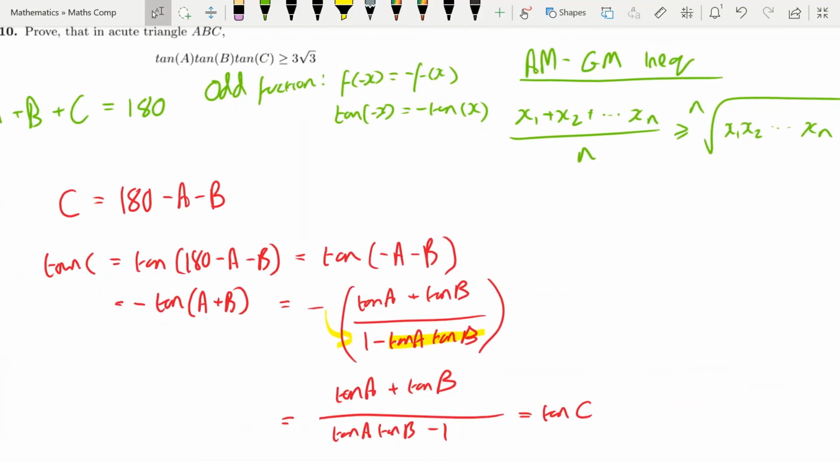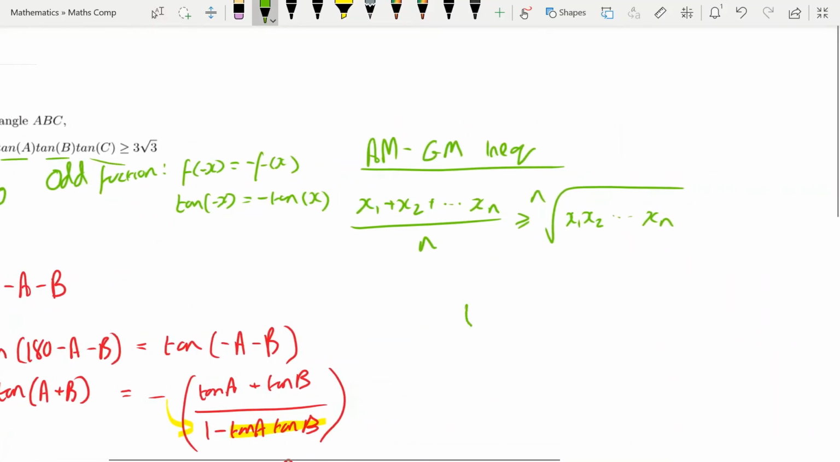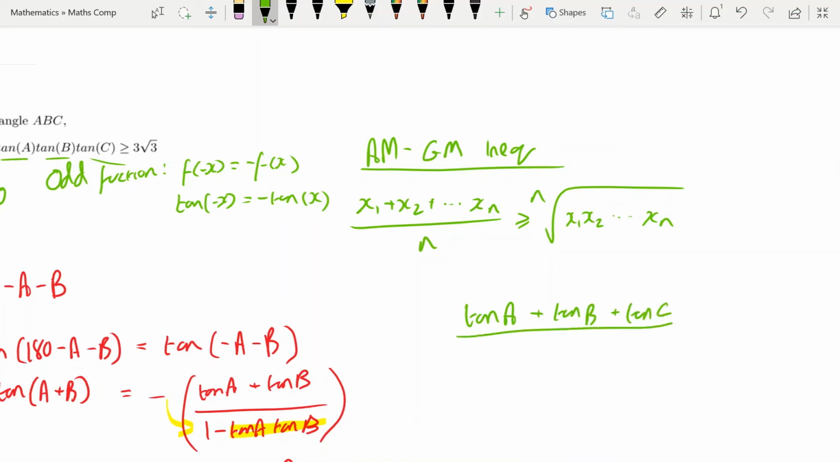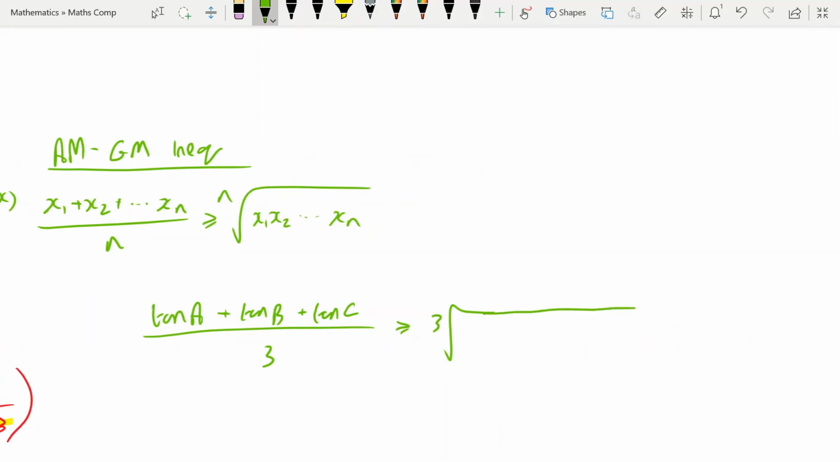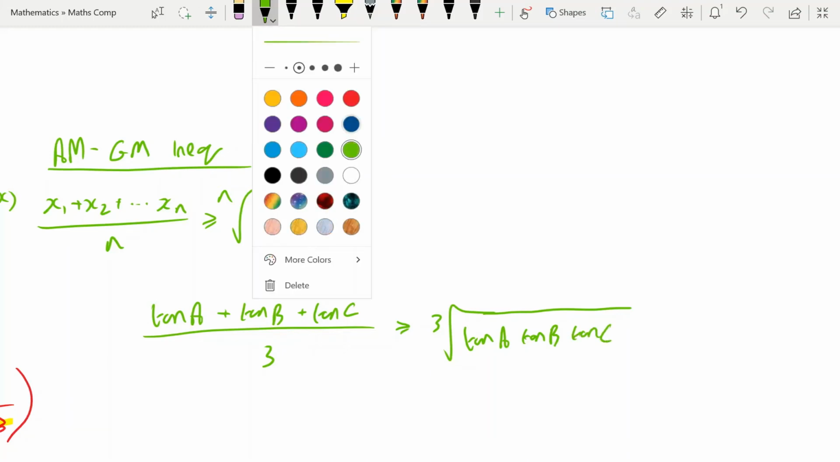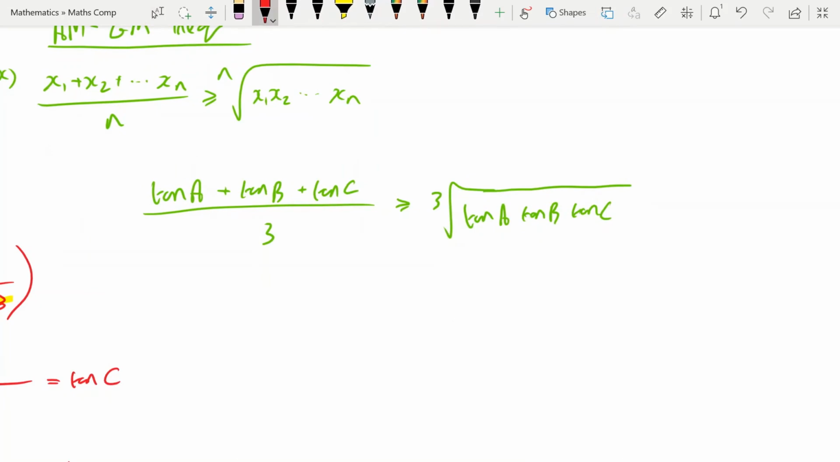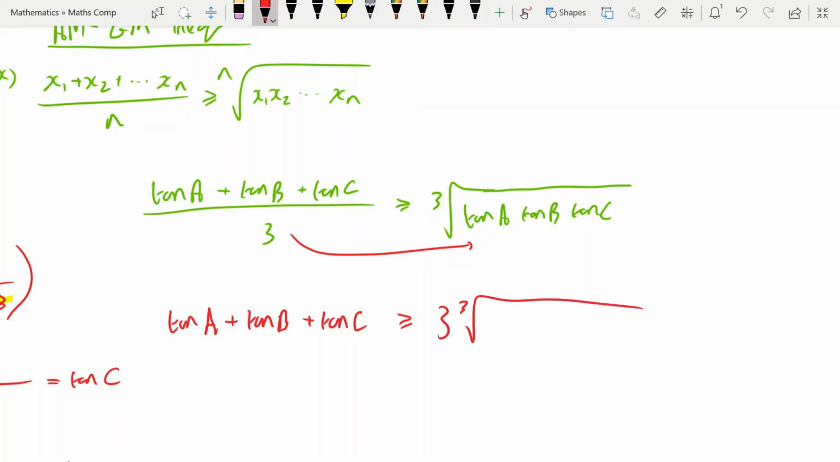Applying AM-GM on tan A, tan B, tan C, you get tan A plus tan B plus tan C all over 3 is greater than or equal to the cube root of the product of them, tan A tan B tan C. So that's just a known. Sorry for the changing of the colours. If you multiply throughout by 3, you get tan A plus tan B plus tan C is always going to be greater than or equal to 3 times the cube root of tan A tan B tan C.